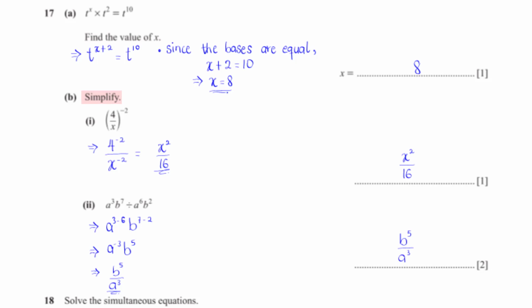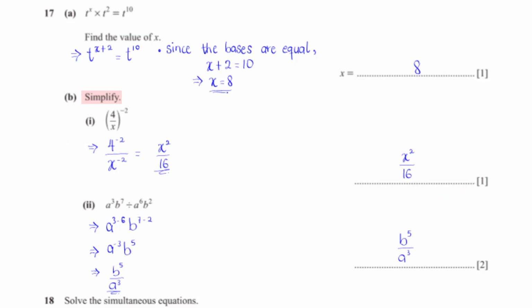Simplify (4/x)^(-2). By the laws of indices, we have 4^(-2) divided by x^(-2). 4^(-2) is the same as 1/16, and 1 over x^(-2) is x squared. And so our final answer becomes x squared over 16.